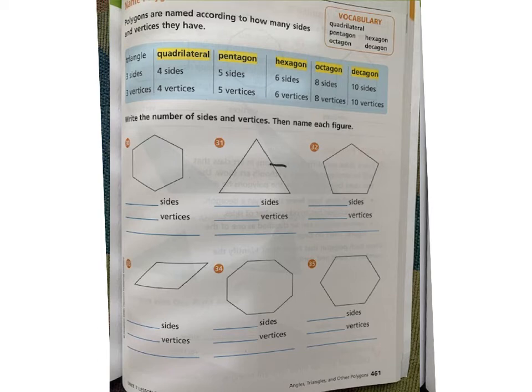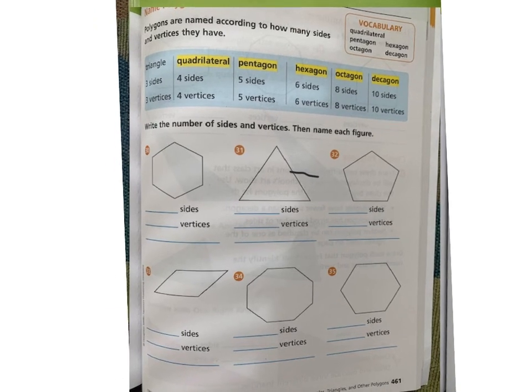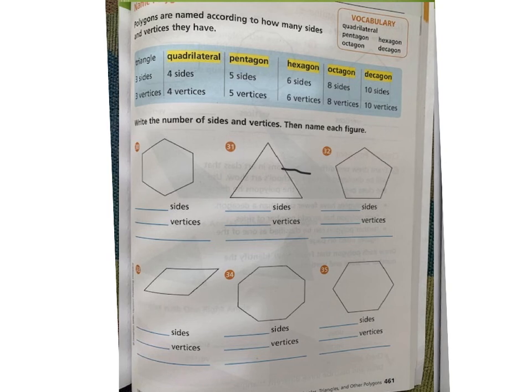All right, up at the top, it says, polygons are named according to how many sides they have. And you've learned some different shapes before in other grades as well, okay? Like you know that a triangle, you already know that one, has 3 sides and 3 vertices. But I'm going to talk about what a vertice is, because that's a new word for you. A vertice is a corner. C-O-R-N-E-R, okay? It's a fancy word for corner.